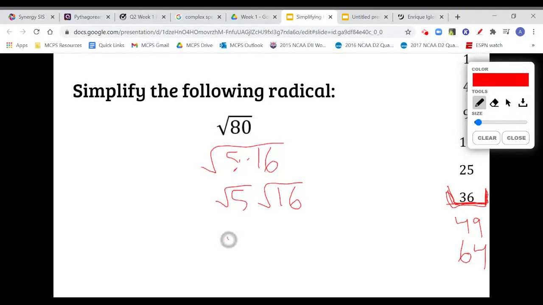Now I'm left with the square root of 5, which can't be simplified. And I know that can't be simplified because I know 16 is the greatest perfect square. So once you factor out the greatest perfect square, there's not going to be any simplification left.